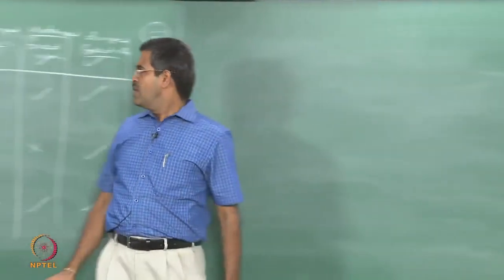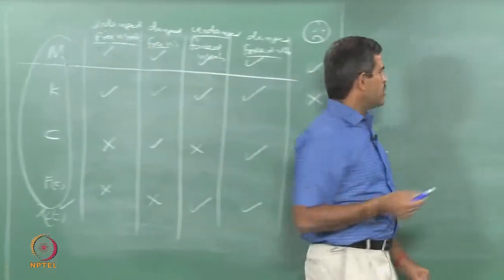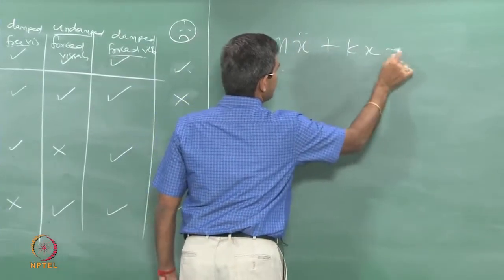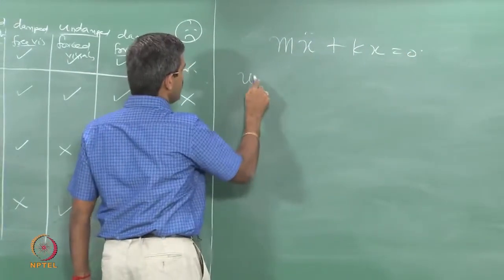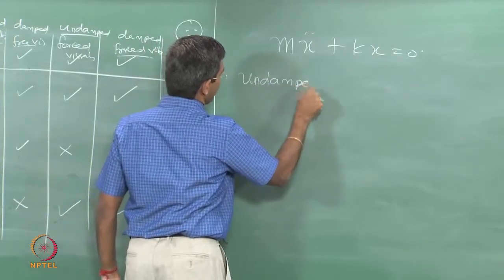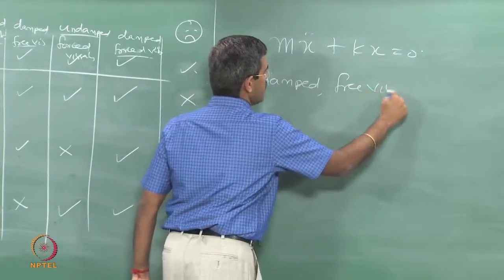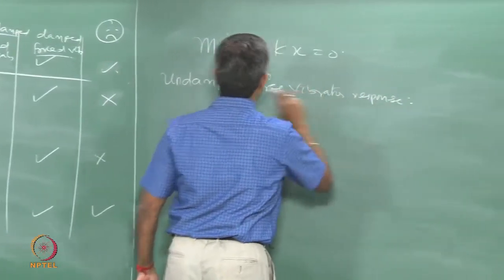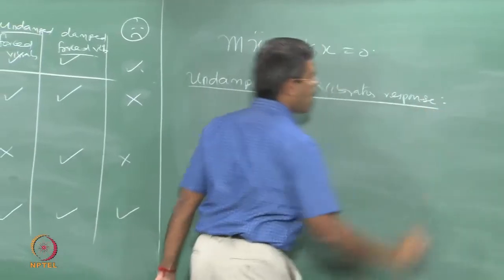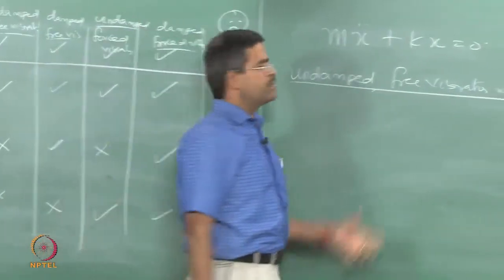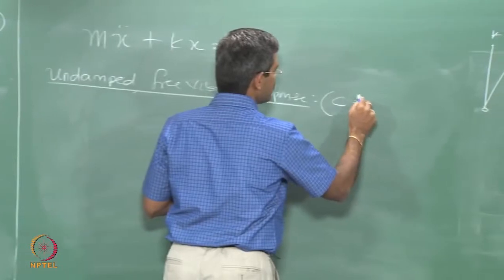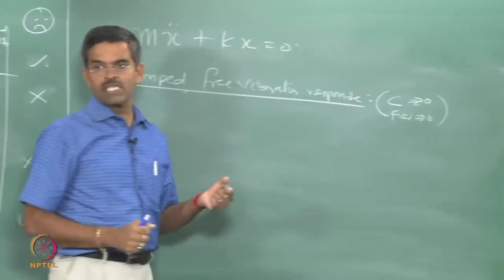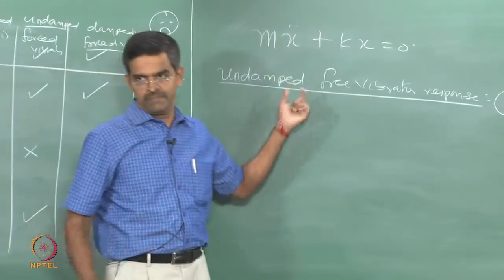So, we will take up undamped free vibration. We already know that m is present, the equation of motion should be mx double dot plus kx plus 0 is equal to 0. So, I am looking for undamped free vibration response, that is what I want. So, I can even write in bracket mathematically C set to 0, f of t set to 0. Can I write this? Because this implies mathematically that this statement is correct.